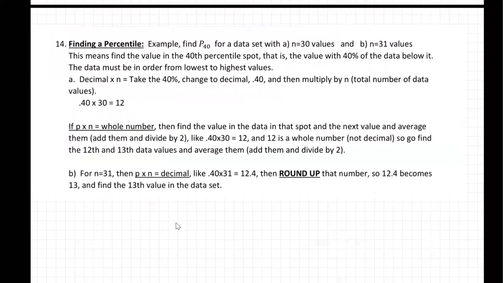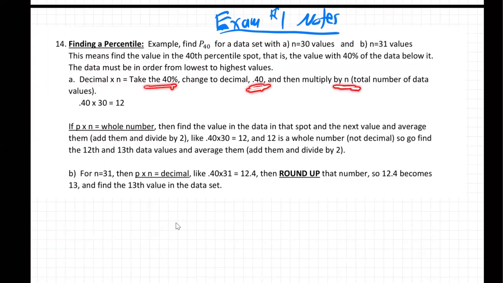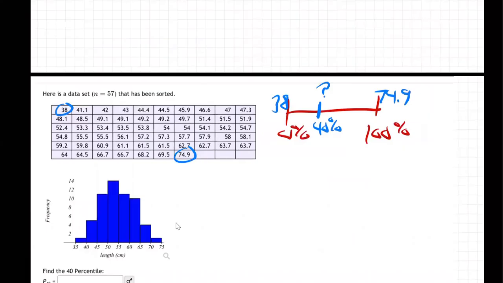So here are the exam 1 notes. And what do they say? They say data must be in order from lowest to highest. It is. Take the decimal times n. So in other words, for the 40%, you change it to 0.40 and multiply by n, the total number of values. So let's do that first off.